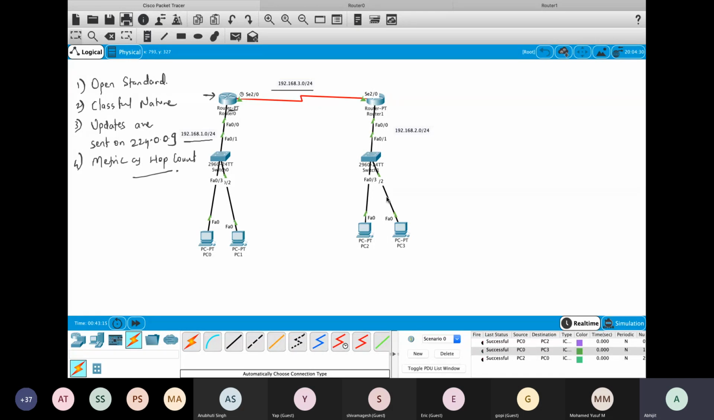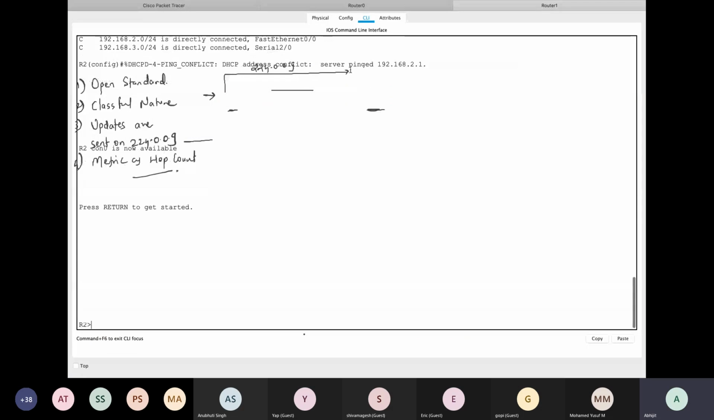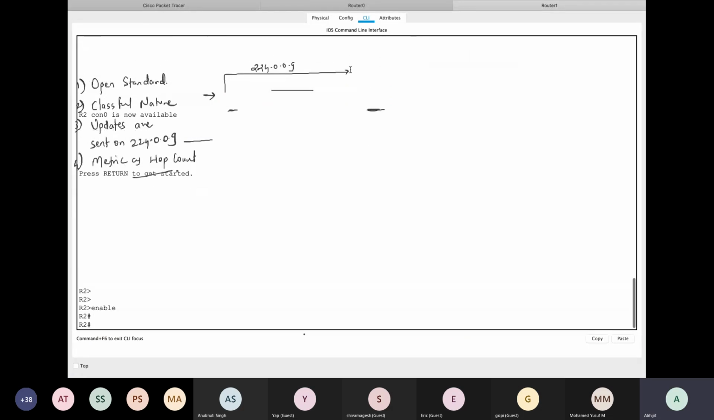So when R1 is initiating a routing update on 224.0.0.9, how many routes is R1 advertising? What do you say? Yeah, exactly. R1 is advertising two routes. But if I go into one of the routers that is connected in my RIP, or if I go into R2, how many routes do you see over there? If I go over here and do enable, conf t, and show ip route, oh sorry, do show ip route.